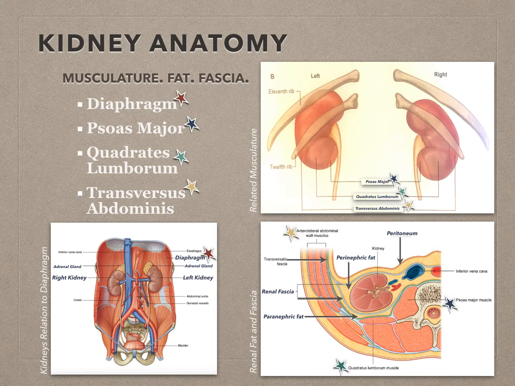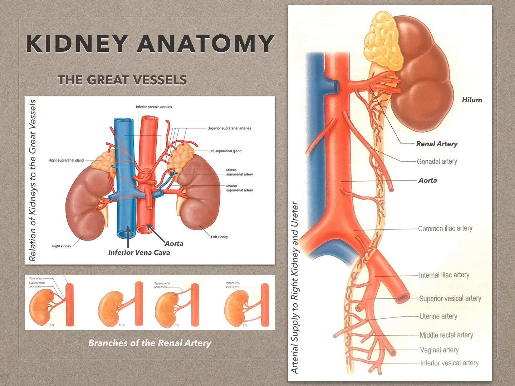As we move on to the great vessels, notice the relation of the kidneys to both the aorta and the inferior vena cava. Both pass between the kidneys as they travel from the thoracic cavity and branch into the pelvic cavity. The arterial supply to the kidney and the ureter depicted in the image on the right shows the aorta directly supplies the kidney with a renal artery via the hilum. The aorta also gives multiple arterial branches to supply the ureter as it descends from the kidney to the bladder.